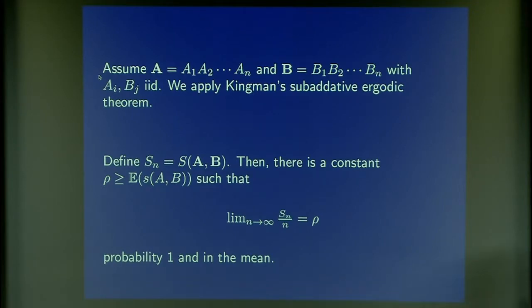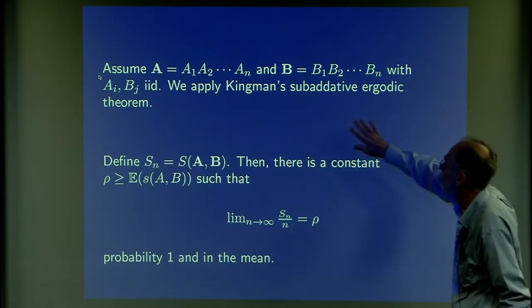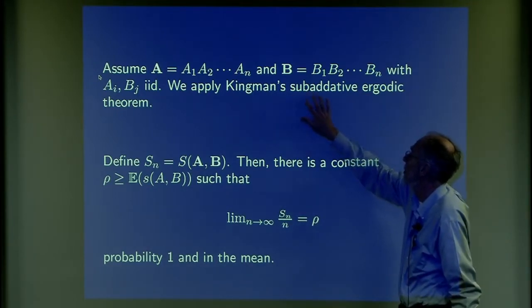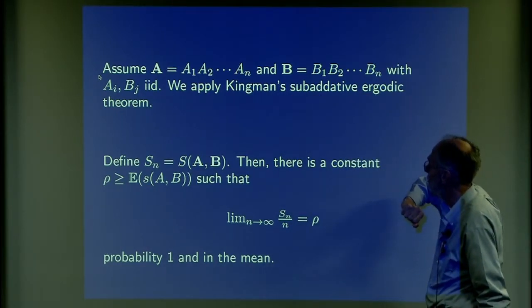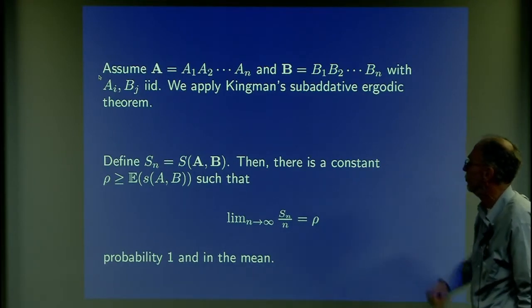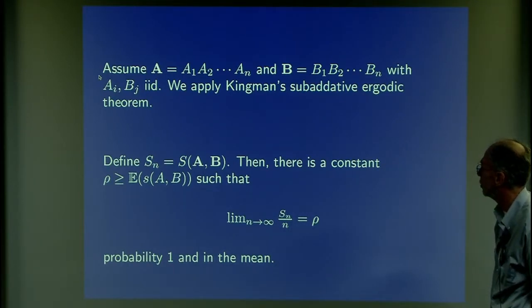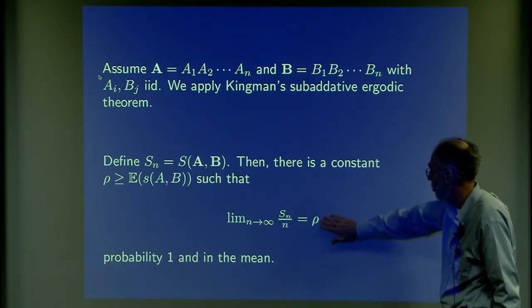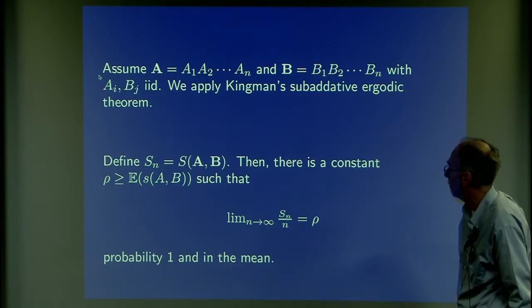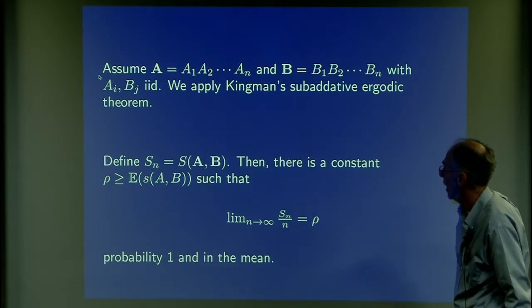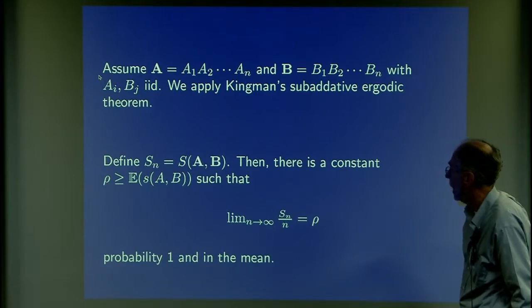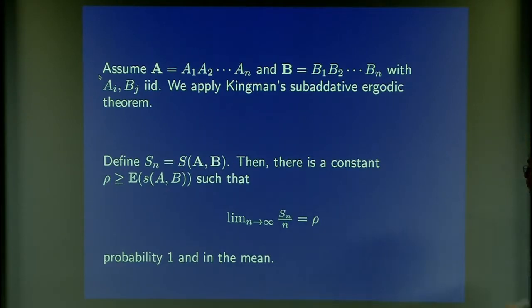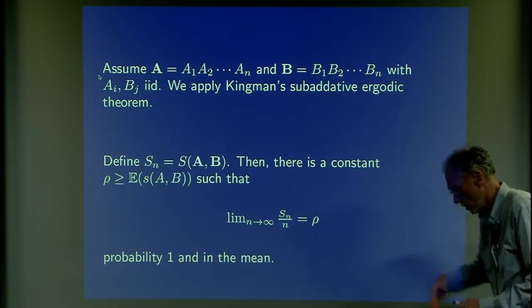And there's something called ergodic theory, and there's a version of Kingman's subadditive ergodic theorem, which in fact allows this conclusion to be made: that if you take the alignment score and you divide by n and take a limit, you will get a value. It's just that we don't know what the value is.